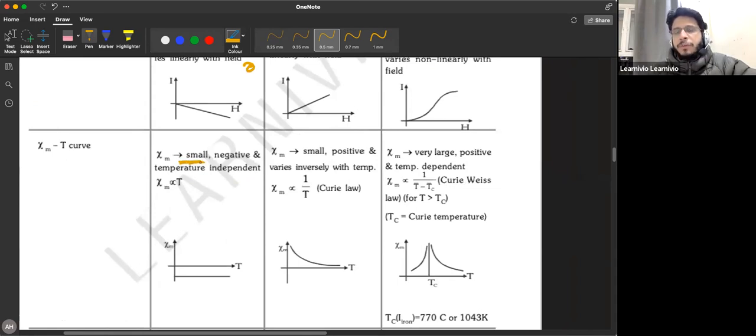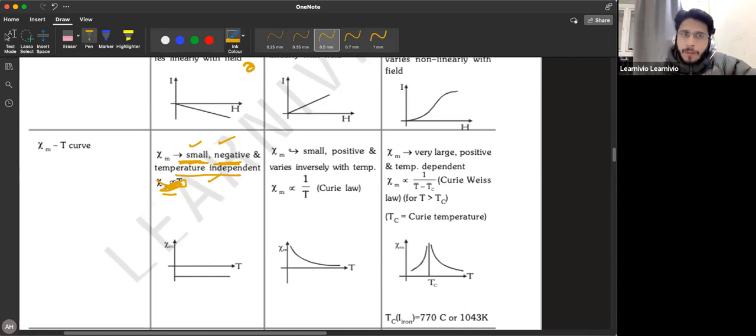Susceptibility of a diamagnetic material is small, it's negative, and it's independent of temperature. Even if you change the temperature, susceptibility will not change. These are the type of questions which are usually asked in exams. Like, what is the susceptibility of a diamagnetic material? It's small, it's negative, and it's independent of temperature. If you change the temperature of a diamagnetic material, nothing will happen.